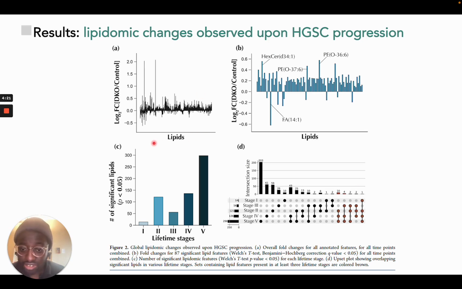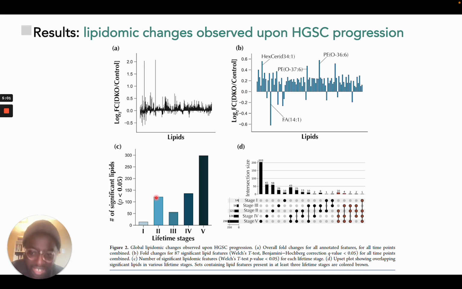Panel A here shows the global lipidome changes. This is the overall fold change for all the lipids annotated in this study, for all the time points combined. As you can see, there are so many perturbations going on. Panel B shows a subset of the content from panel A, just the 87 significant lipids that were detected. Again, on the y-axis we see the log2 fold change of the DKO relative abundance to the control relative abundance.